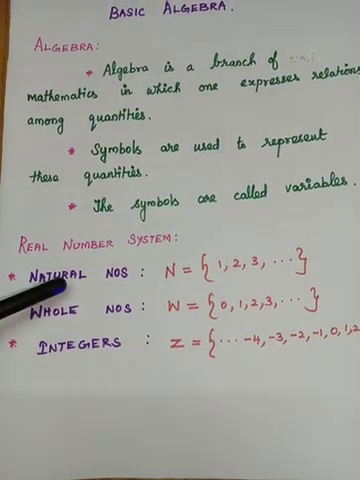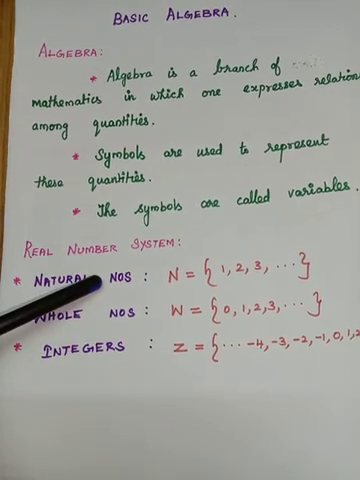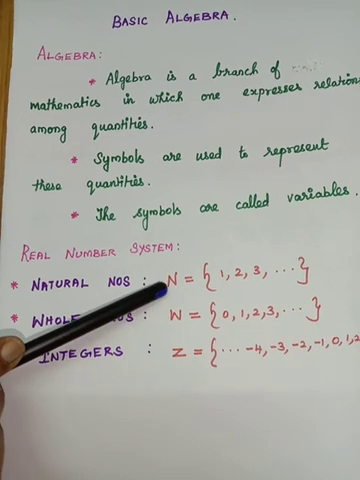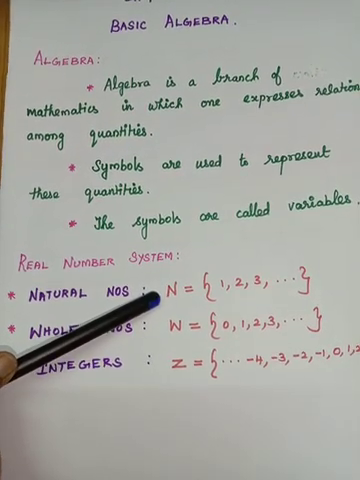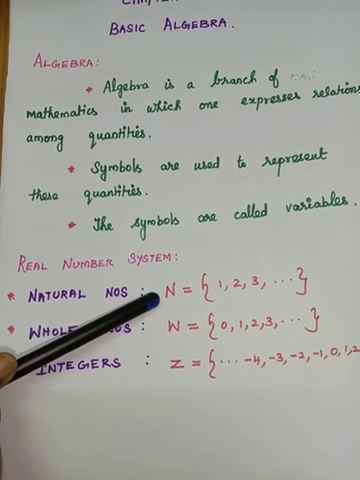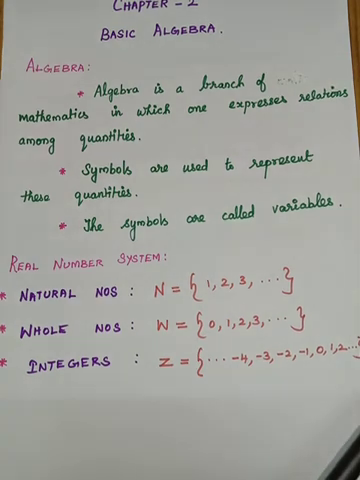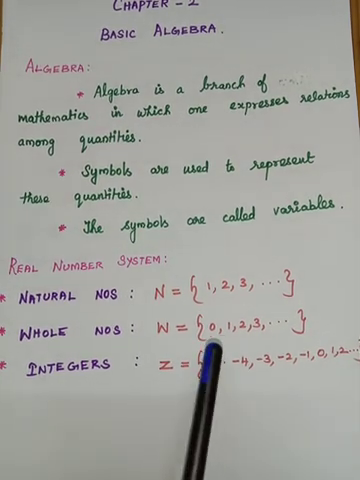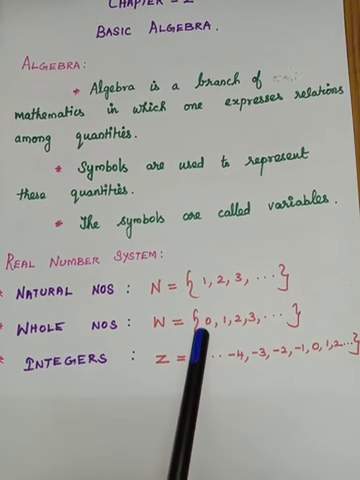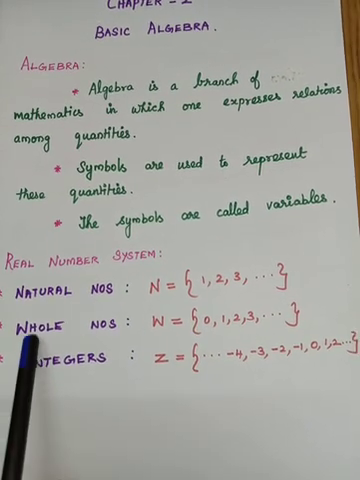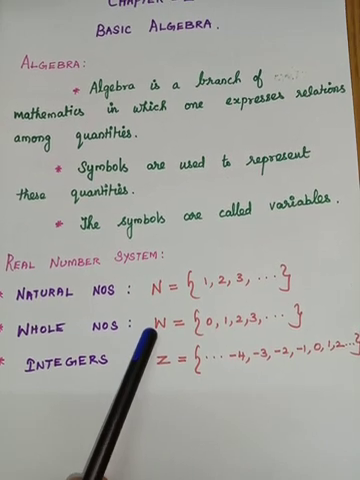The first number set is called natural numbers. It is denoted by the symbol N. If you want to count objects, we use natural numbers. Natural numbers start with 1, 2, 3, etc. So you know very well. Along with natural numbers, if you add 0, that set is called the whole numbers. It is denoted by the letter W.